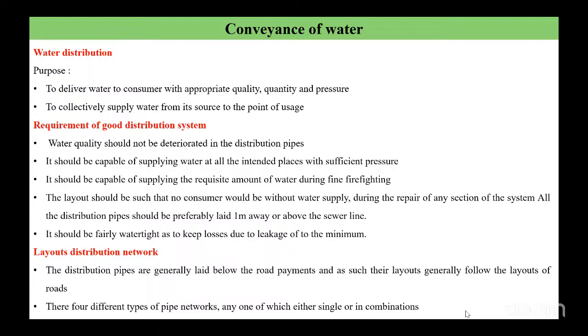So if there is a perforation in pipes, or if there is any leakage or damage, there is no point of distributing, because half of the water is getting lost through these losses. So the water quality should not be deteriorated in the distribution pipes. So the quality of the pipes is a very important aspect in order to maintain the water quality.